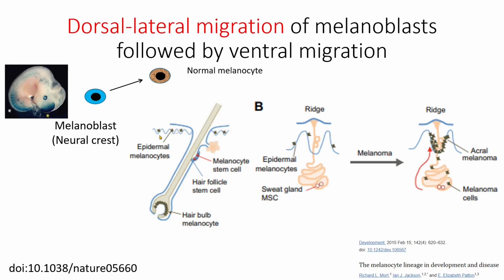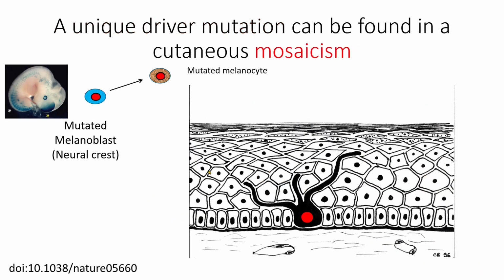And so we have melanocytes in the epidermis, but also in the hair bulbs and in the sweat glands. And this could be different types of melanocytes, possibly leading to different types of melanomas. So when there's an anomaly in a melanoblast, like a mutation, then this mutation is found in the melanocyte and can give rise to a cutaneous mosaicism.